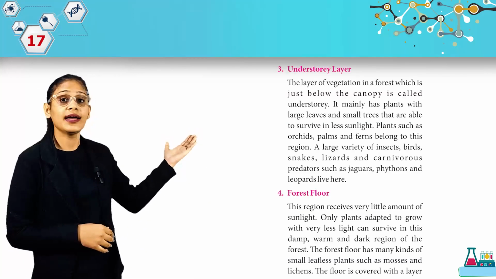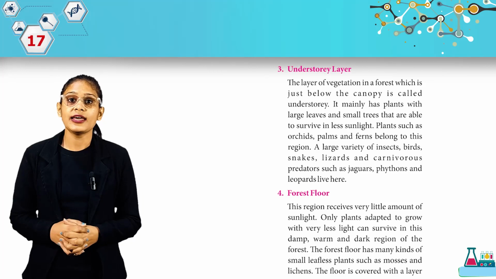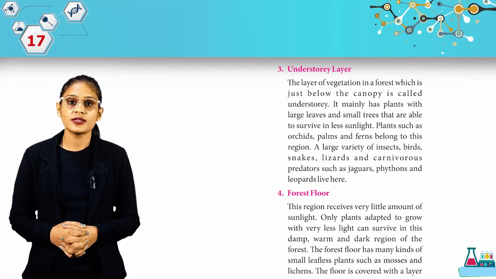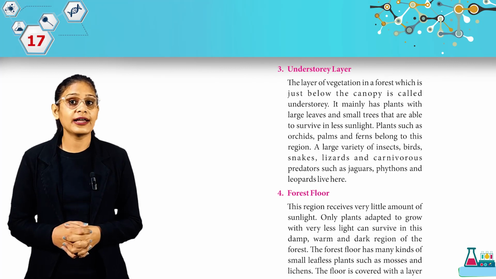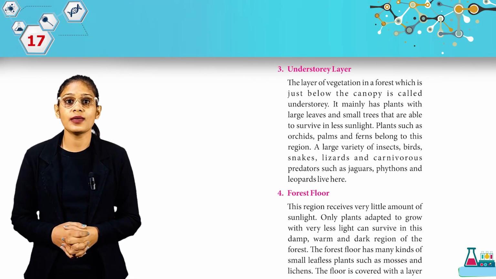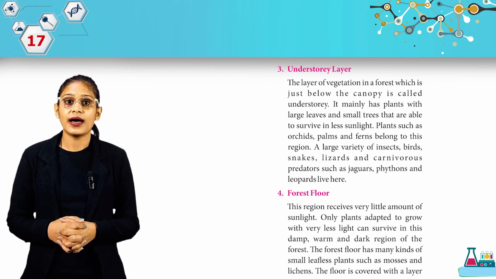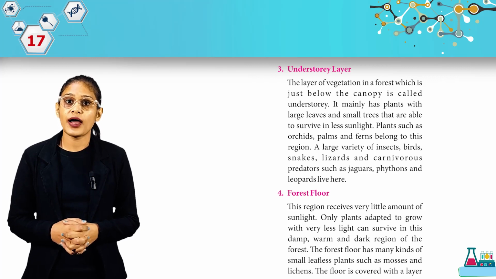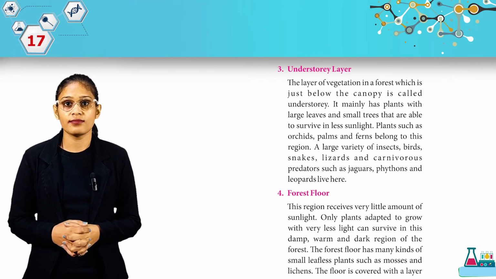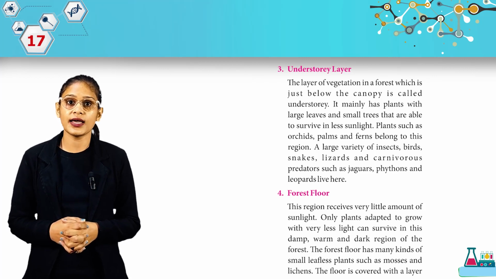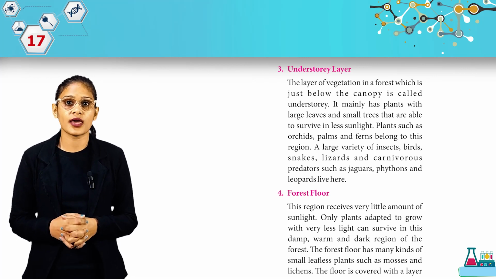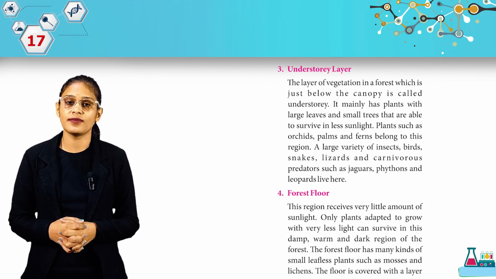Here we have the third, understory layer. The layer of vegetation in a forest which is just below the canopy is called understory. It mainly has plants with large leaves and small trees that are able to survive in less sunlight. Plants such as orchids, palms, and ferns belong to this region. A large variety of insects, birds, snakes, lizards, and carnivorous predators such as jaguars, pythons, and leopards live here.